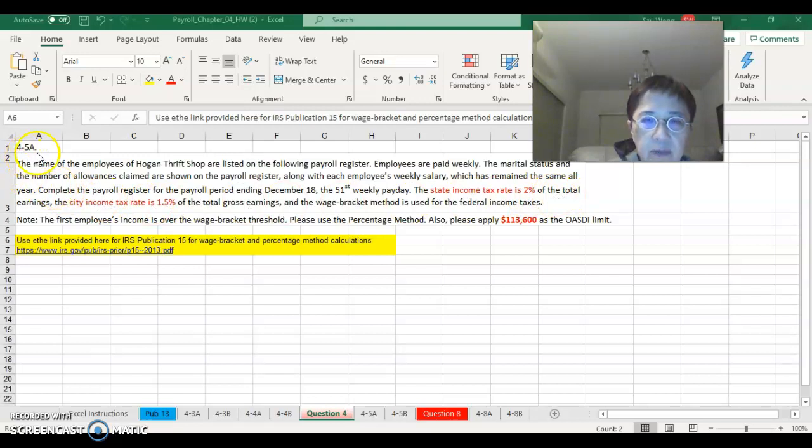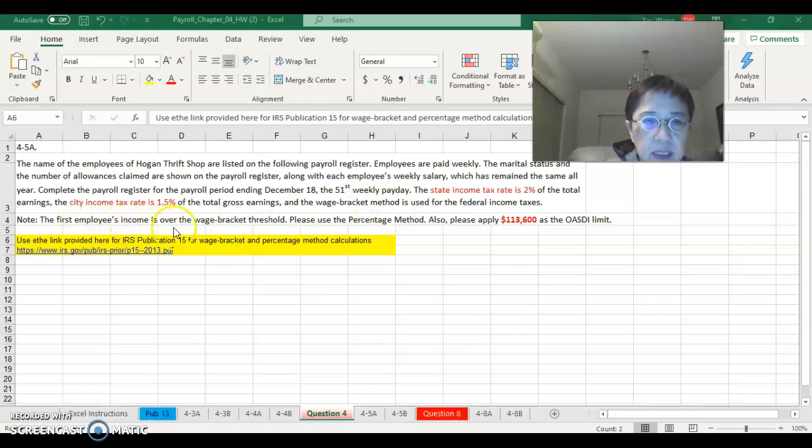So in 4-5A the state income tax is 2%, but in 4-5B the state income tax is 3.1%, and the city tax for 4-5A is 1.5%, and for 4-5B is 1% of the total gross earnings. And the wage bracket method is used for the federal income tax. So remember, the wage bracket method is not a percentage, okay?